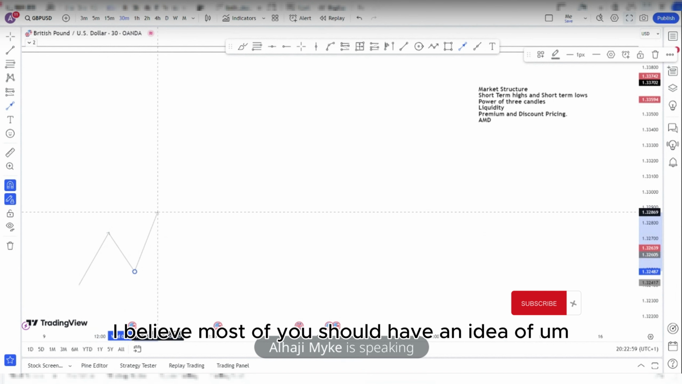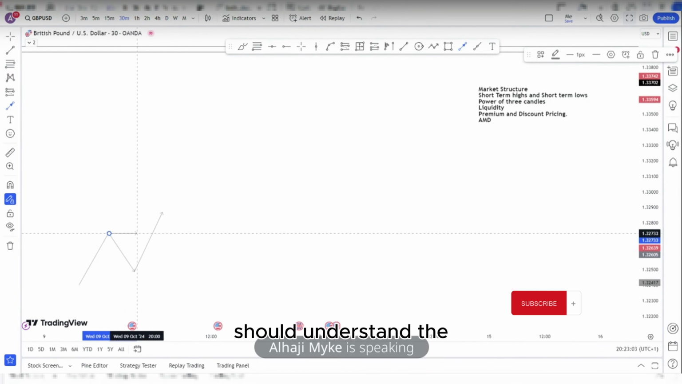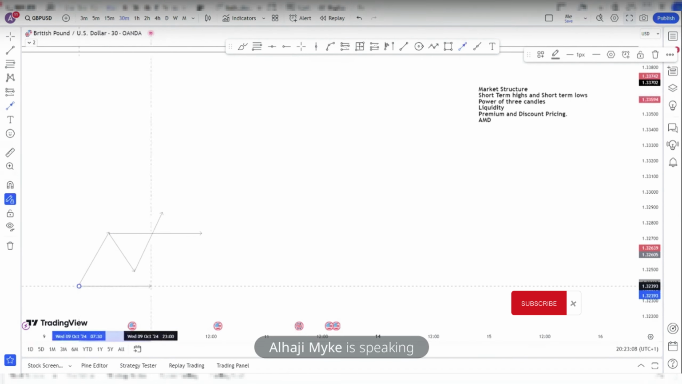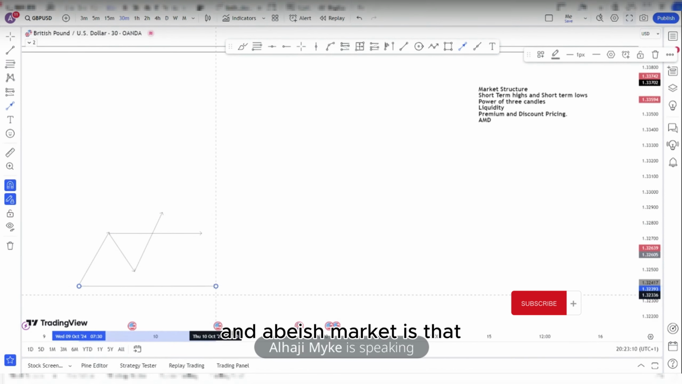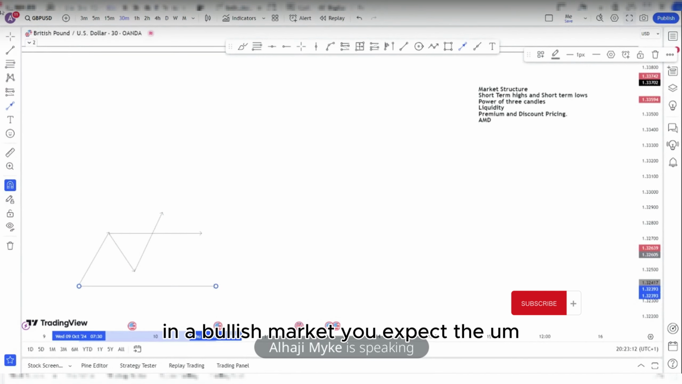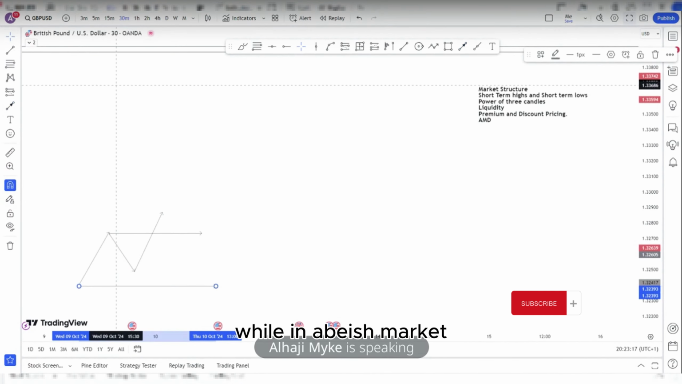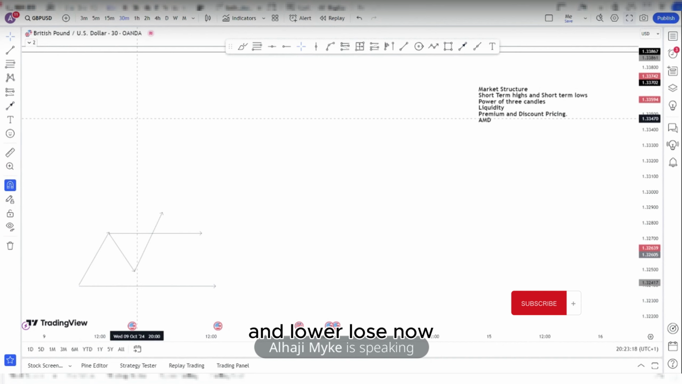Before I start, I believe most of you should understand the major difference between a bullish market and a bearish market. In a bullish market, you expect the candles to be forming higher highs and higher lows, while in a bearish market, you expect candles to be forming lower highs and lower lows.